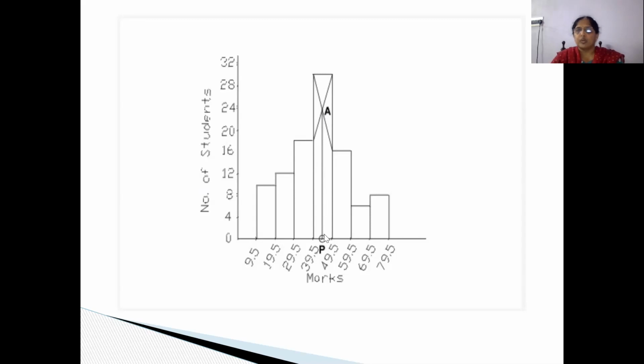From this point perpendicularly to the x-axis, this point is called the mode. So the E point is the mode, that means it lies in between these two.